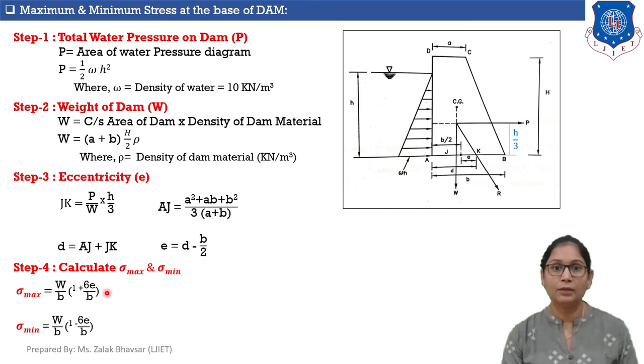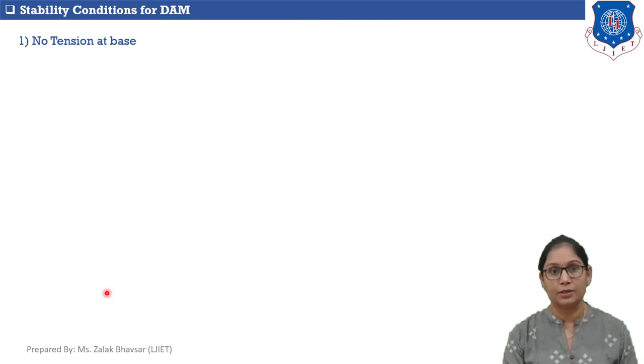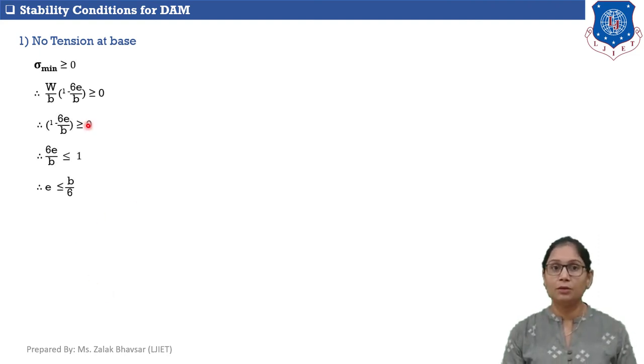Now let's discuss stability conditions for the dam. We will start with the first condition, which is no tension at the base. We know that for no tension at the base, sigma minimum should be either greater than or equal to 0. Now what is sigma minimum? Sigma minimum is W by B into (1 minus 6e by B).